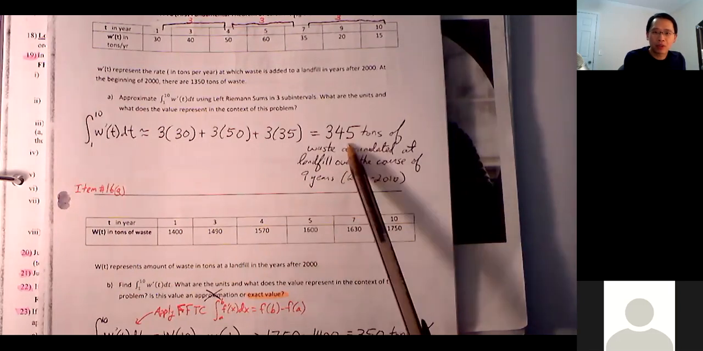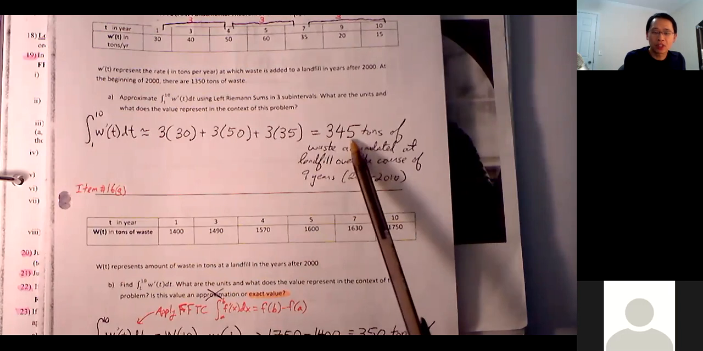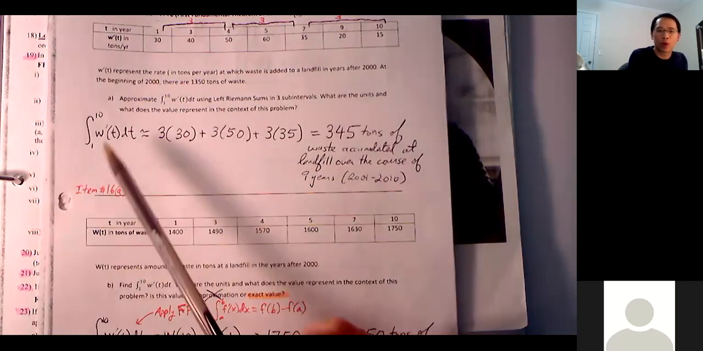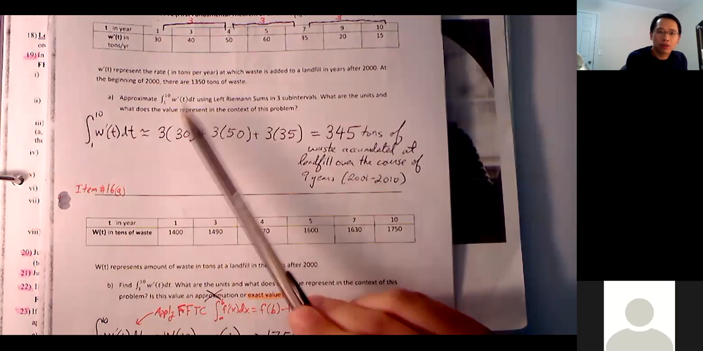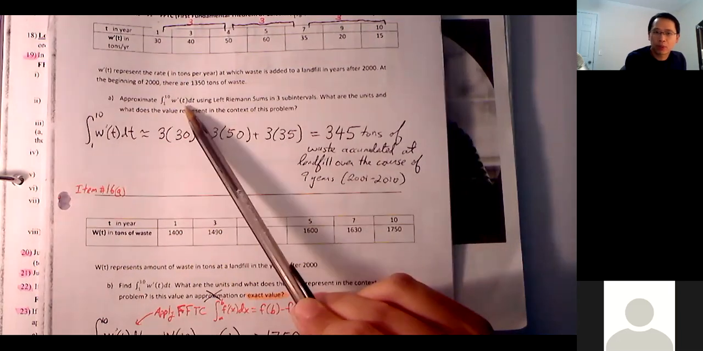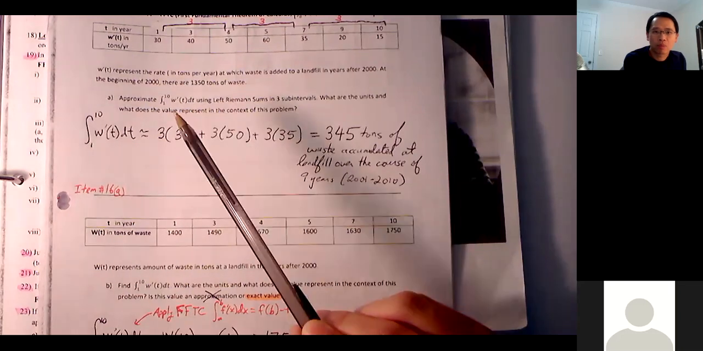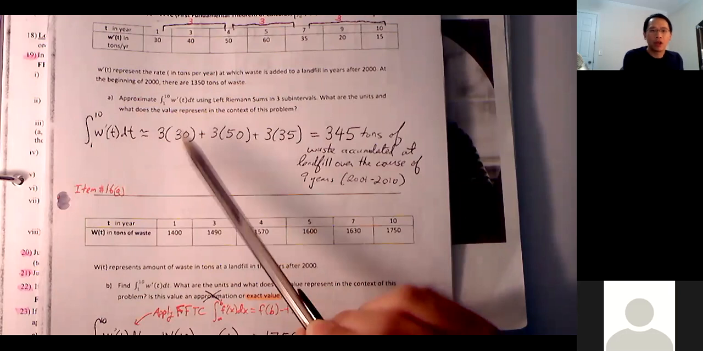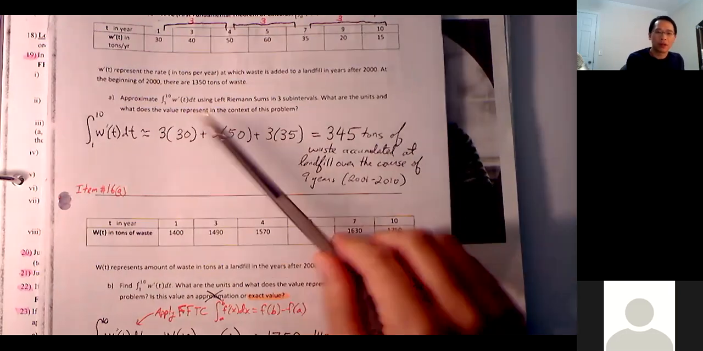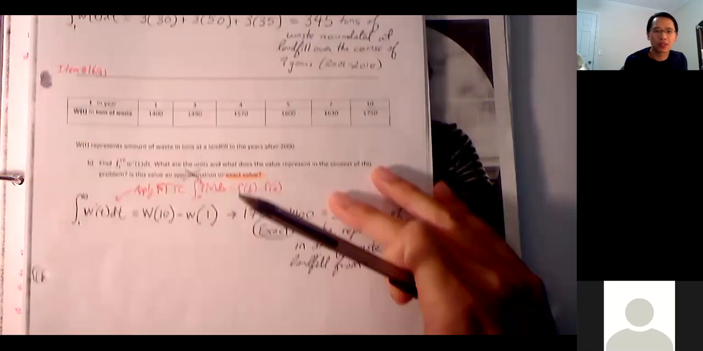Okay, now this doesn't mean that there's 345 tons of waste sitting in the landfill. It just tells us that this is how much we have gained in the landfill from year 1 to year 10. Right? If we want to figure out how much is in the landfill, we still have to add on whatever was existing up to that point, or up to that time. So here, the integral from 1 to 10 of W prime, we're applying Riemann sums.